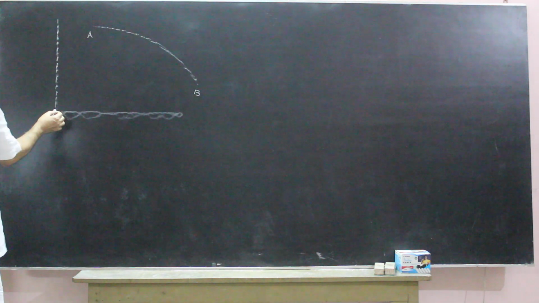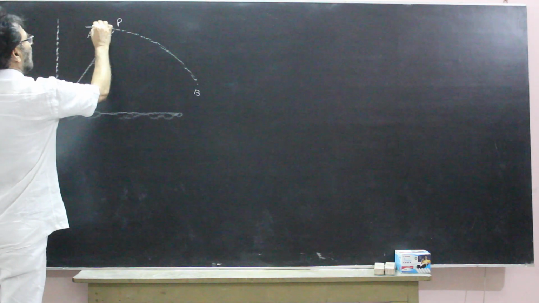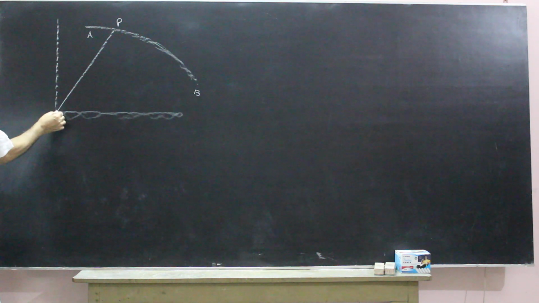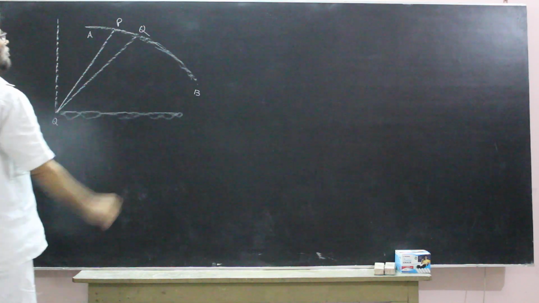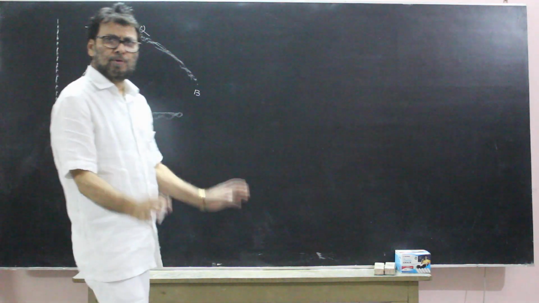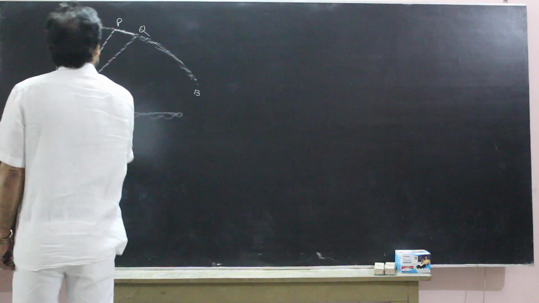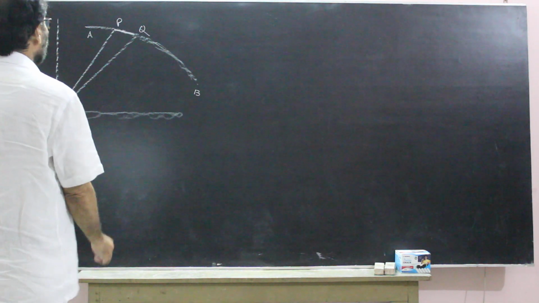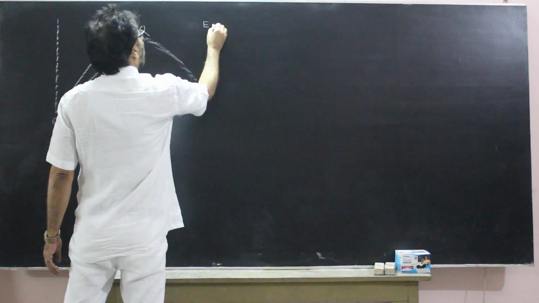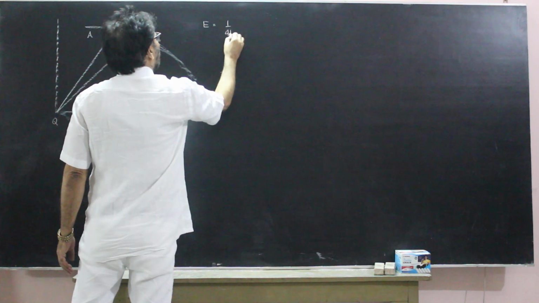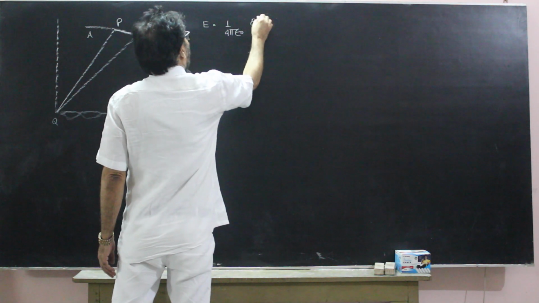So now let us take a point P on the line AB, and this is another point Q. P and Q are very close to each other, so that PQ tends to 0. So now we calculate the value of electric field at P. The value of electric field is 1/4 pi epsilon naught Q R by R cube.